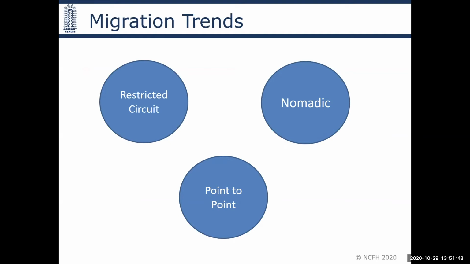And when we talk about migratory and seasonal ag workers, there are three main migration trends that we focus on. There is a restricted circuit, and those are farm workers that follow crops in one area. So they're centered around a home base. They move to work, but they come home frequently.